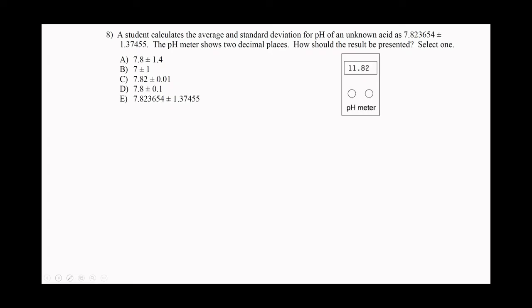Rule 1, your error should be reported with one significant figure unless it begins with a 1 or 2. Does it begin with a 1 or 2? Yes, it does. So it should be 1.4, because that 7 will cause that 3 to round up. And then we must match it with our error here, so 7.8.